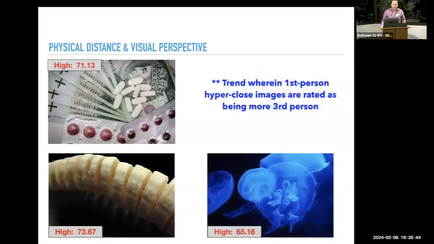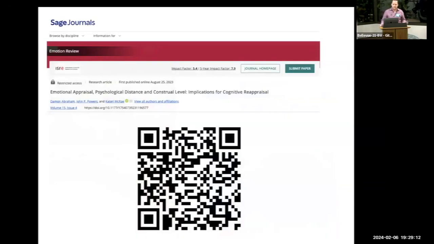However, we have certain images that, when they're taken from this very hyper close perspective, there's a tendency for people to rate them more likely as being third person instead of first person, even though you could argue that this is more of a first person perspective. That seems kind of weird, right? Why would that happen? If you're interested in reading a little more on this, I'll put this up here as I talk. This is something that we predicted in a recent paper.